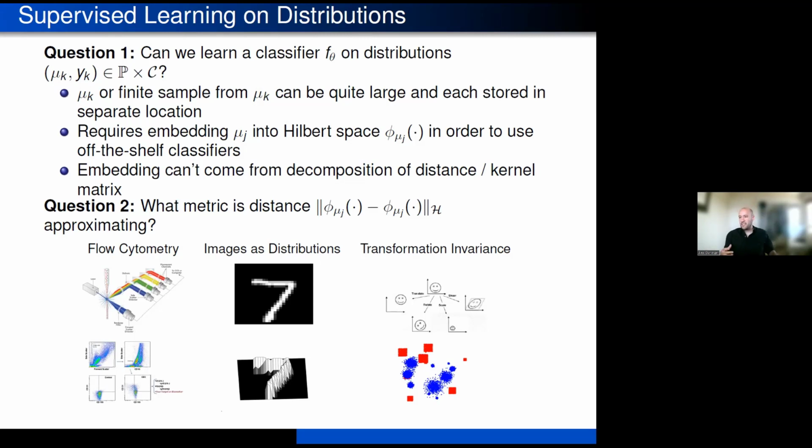One is this medical test, flow cytometry, which I'll talk about a little bit more at the end. Another is a very simple example: one way to think about an image is as a point in 784 dimensions, or whatever the number of pixels is. Another way to think about it is as some density on a unit square, right? And then I want to be able to talk about how to build a classifier on that density. That's the idea.